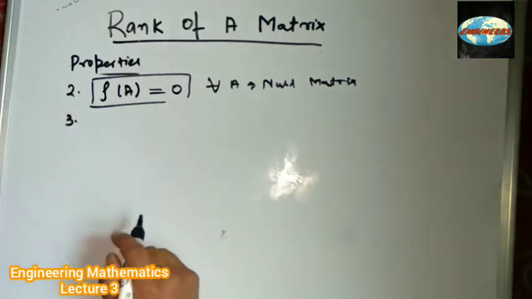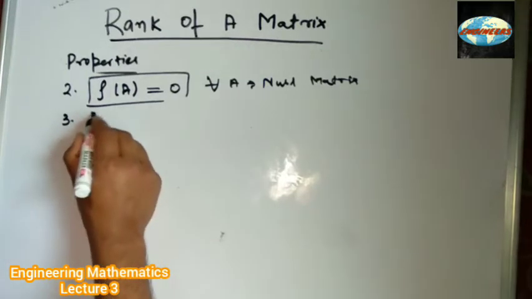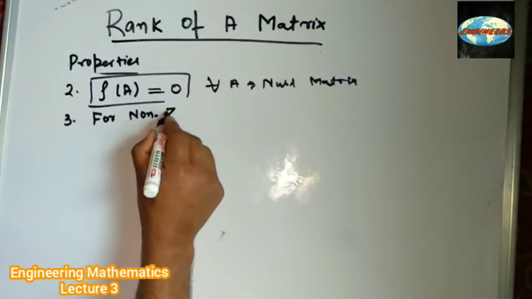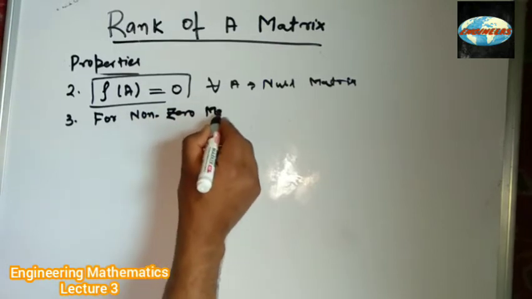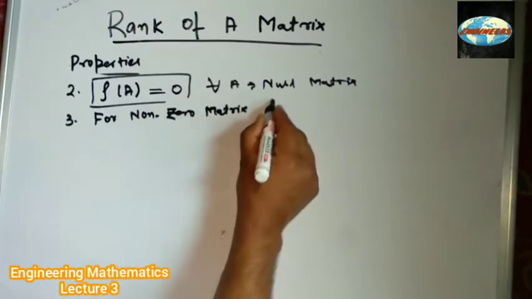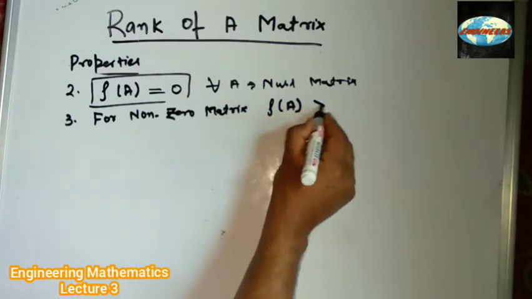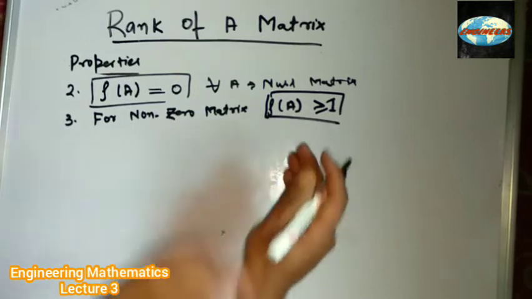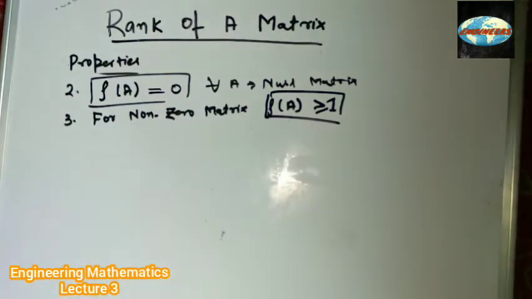The third property is saying that for any non-zero matrix, rank is always greater than or equal to 1. That means rank is equal to 0 only in the case of a null matrix, and in all other cases it is always greater than or equal to 1.